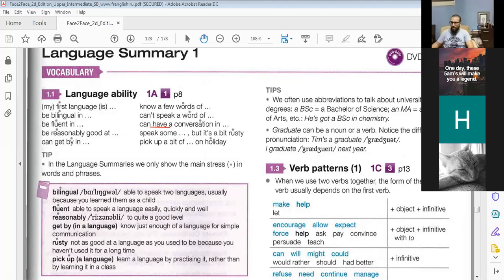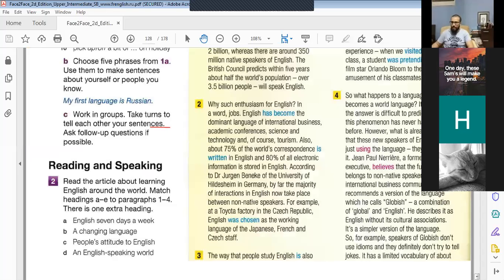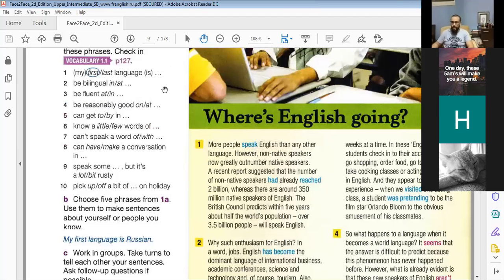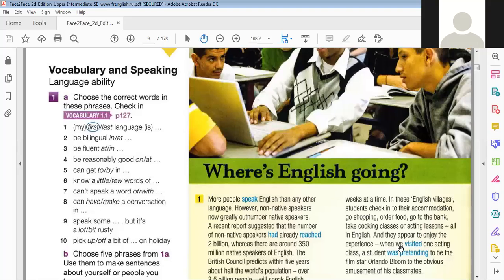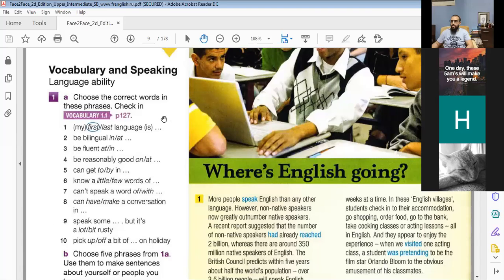Let's use it to talk a little bit about our language skills. So let's see here. So who would like to go first and tell us a little bit about themselves and their background in language learning and speaking? So in part B here, it says, choose 5 phrases from number 1A and use them to make sentences about yourself or maybe people you know. Let's start with Samira, okay? Tell us a little bit, Samira, about yourself, about your language background. You can use some of these expressions to help you, but you can add others on your own. So you can go ahead.